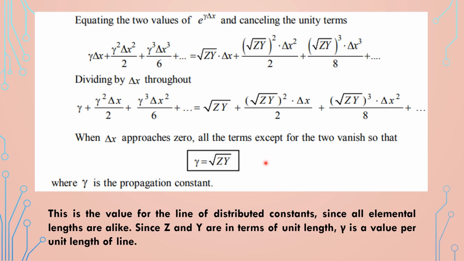This is the value for the line of distributed constants. Since all the element lengths are alike, and Z and Y are in terms of unit length, the gamma value is also per unit length of the line. Likewise, we can find the characteristic impedance and propagation constant of the transmission line. Okay, thank you all.